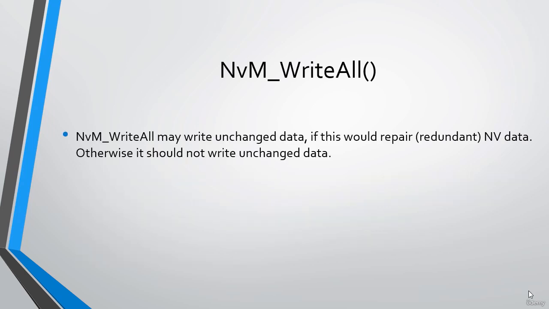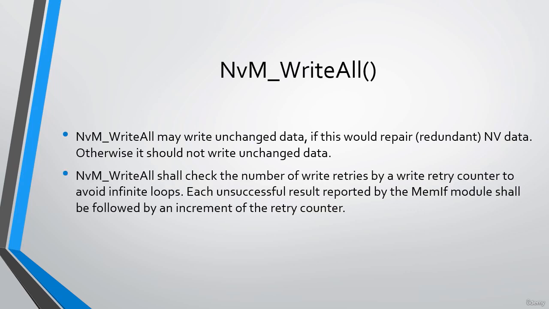Now NVM write all may write unchanged data if this would require it for NV data, otherwise it should not write unchanged data. So this is obvious, right? If the value has not changed, why should we waste a write cycle by writing the same data? But for example, if there is some repair work, or some values are redundant or lost, at that time we have to definitely update because we have some issue there. But otherwise, it should not write the unchanged data.